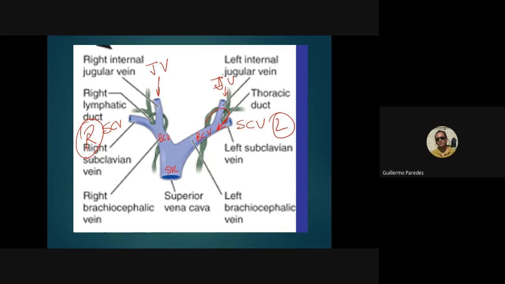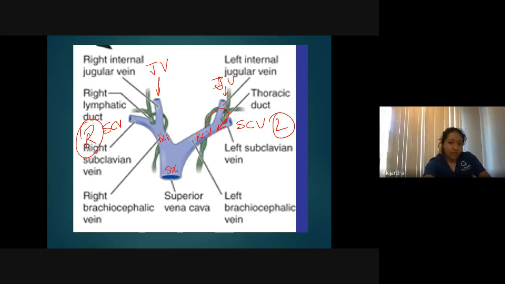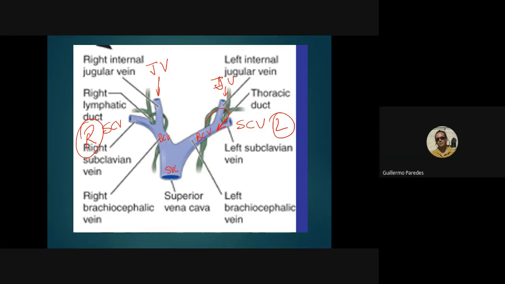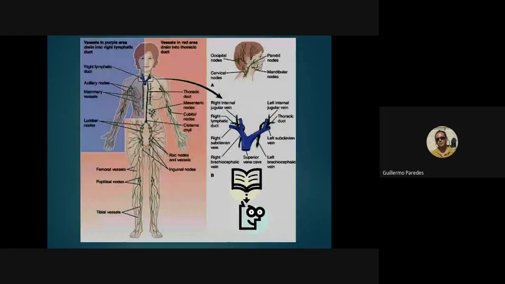So the lymphatic fluid drains into the subclavian vein. The lymphatic fluid drains into the what? Subclavian vein. Where is the lymphatic fluid draining? Into the subclavian vein, on both sides, and we are going to check that in a few moments. Okay, are we okay with that?